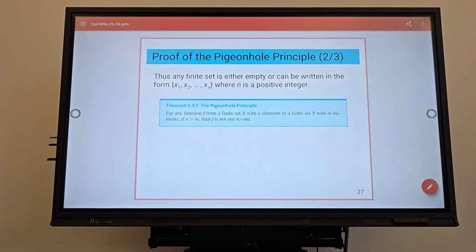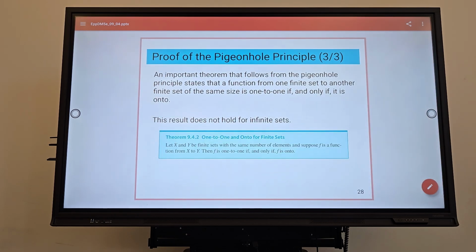And they restate the pigeonhole principle here. For any function f from a finite set X with n elements to a finite set Y with m elements, if n is greater than m, then f is not one-to-one. An important theorem that follows from the pigeonhole principle states that a function from one finite set to another finite set of the same size is one-to-one if and only if it is onto. This result does not hold for infinite sets.